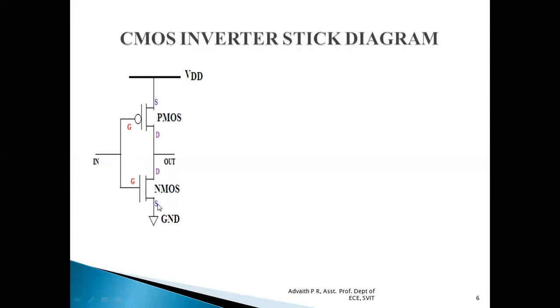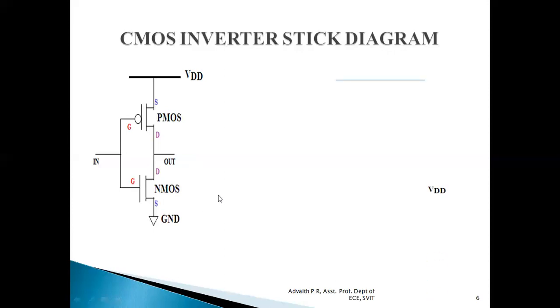The source terminal of the NMOS transistor is connected to ground. The output is extracted where the pull-up network and pull-down network meet. That is, the drain terminal of the PMOS transistor and the drain terminal of the NMOS transistor meet at a point, and from there we will be extracting the output. So always when we are drawing a stick diagram for a CMOS inverter, we represent the VDD line and ground line, which are the logic high level and logic low level, using metal.